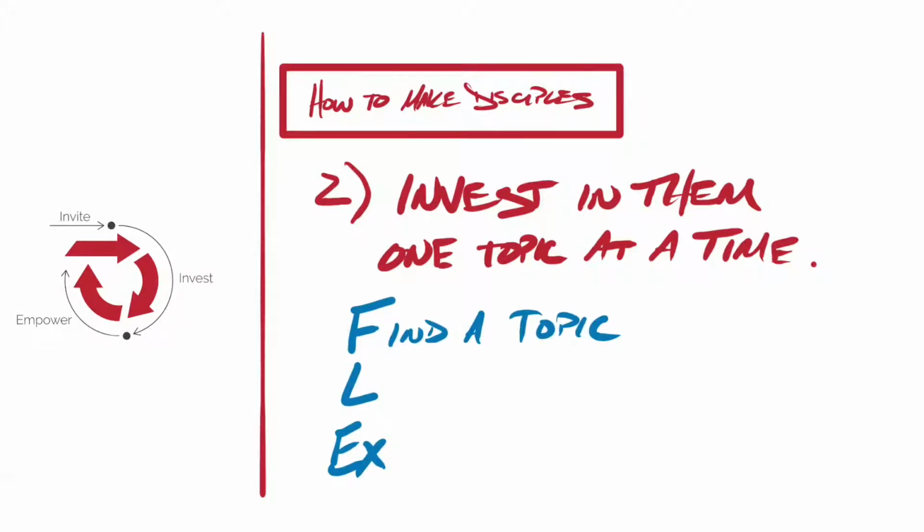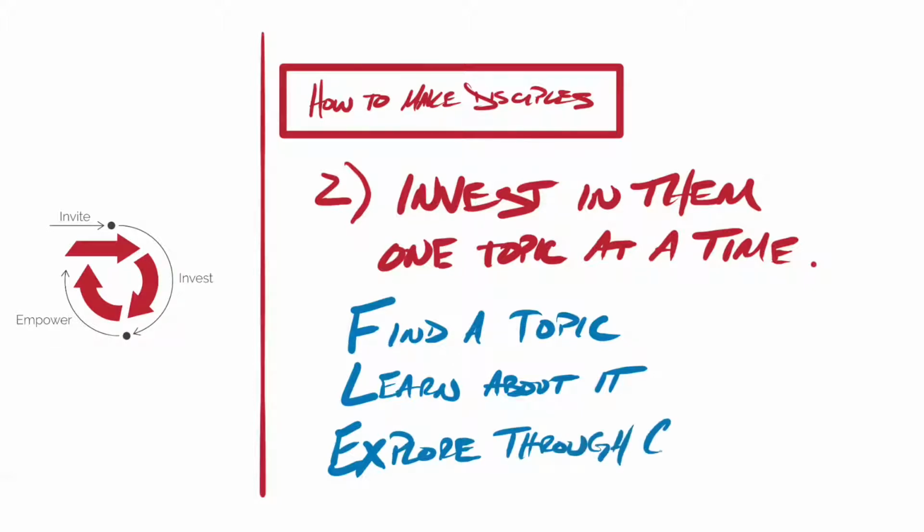Now, we use what we call the flex method. First, find a topic, then learn about it by watching the short video and reading the article and taking a look at the discussion questions. And finally, explore it through conversation in a group or one-on-one. You can even disciple your kids this way. We call it topic at a time disciple making, and it's what our resources are all about.